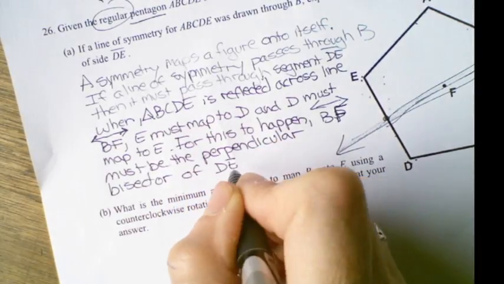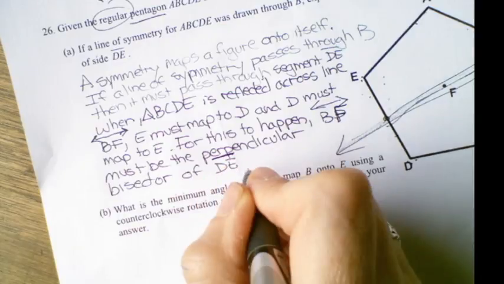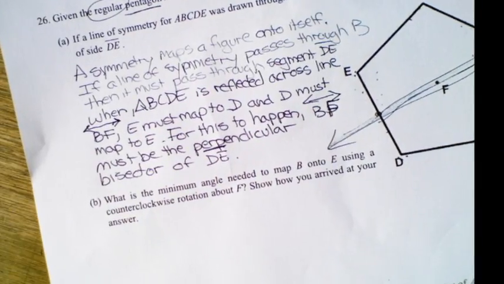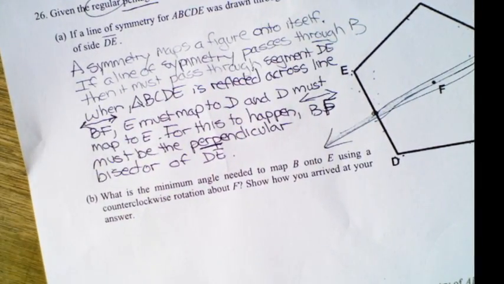Of segment DE. What is the minimal angle to make this happen? To map B onto A, you'd need a minimum rotation of 72 degrees. In other words, think about this.